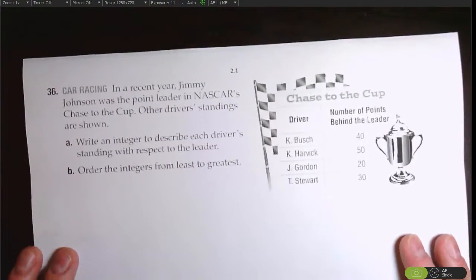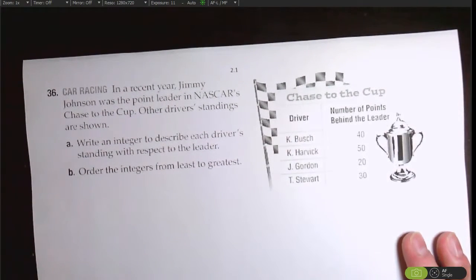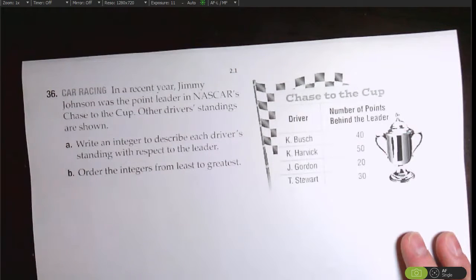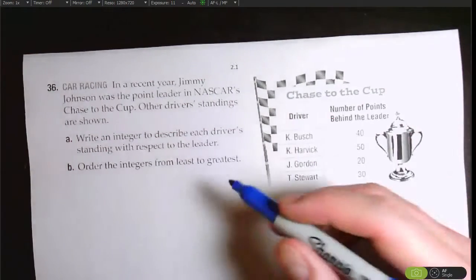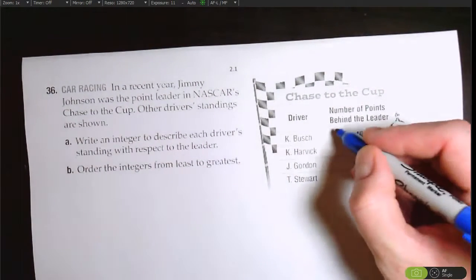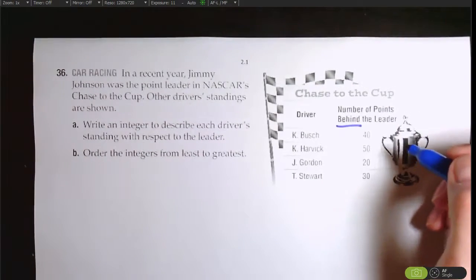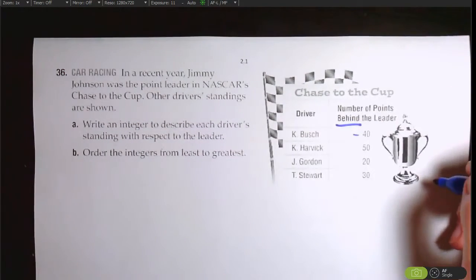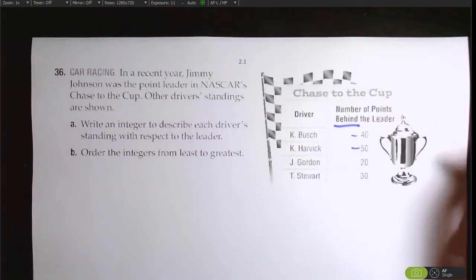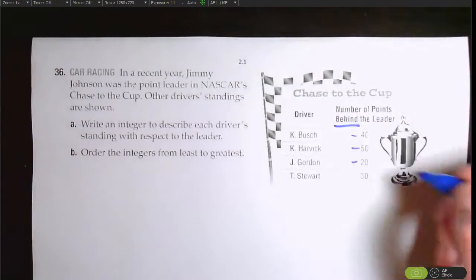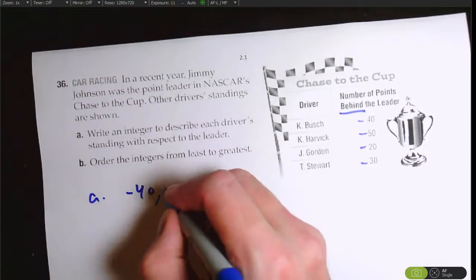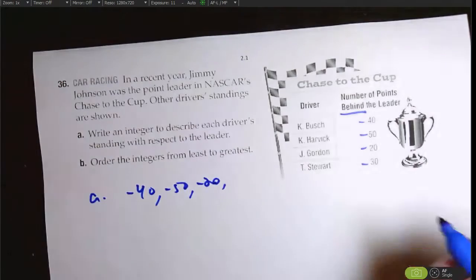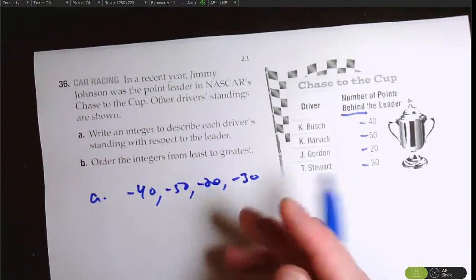Number 36. In a recent year, Jimmy Johnson was the point leader in NASCAR's chase for the Cup. Other drivers' standings are as shown. Write an integer to describe each driver's standing with respect to the leader, and then order the integers from greatest to least. Well, here's the key. They're behind the leader. So Kyle Busch is negative 40. Kevin Harvick, I think that's what his name is, negative 50. Jeff Gordon is negative 20. Tony Stewart's negative 30. So for A, they're all negative: negative 40, negative 50, negative 20, negative 30, because they're behind. They're below him.